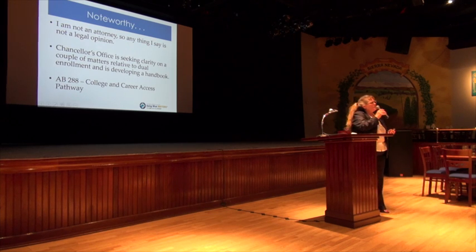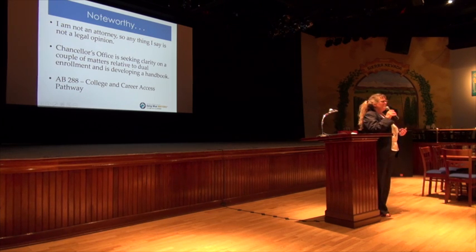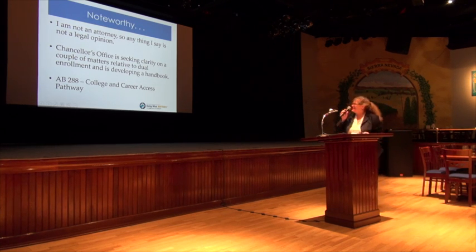And there's some legislation. Has everyone heard about AB 288? Anyone heard? All right, so 5 of us. It is proposed legislation that the Chancellor's Office is behind and supporting, called College and Career Access Pathway. It is about partnerships between college districts and school districts, and it does address some of these issues that we've talked about, so I would encourage you to read it. You can find it on LegInfo, or if you don't know where to find it there, you can just ask me and I can send it to you.